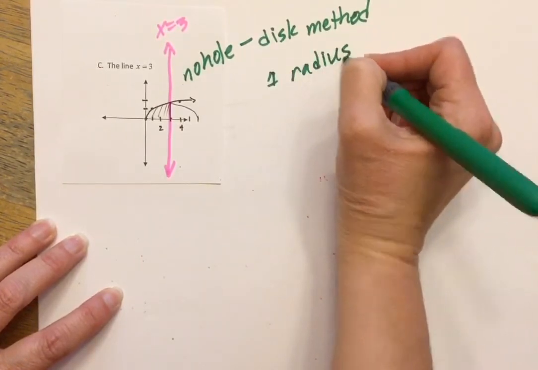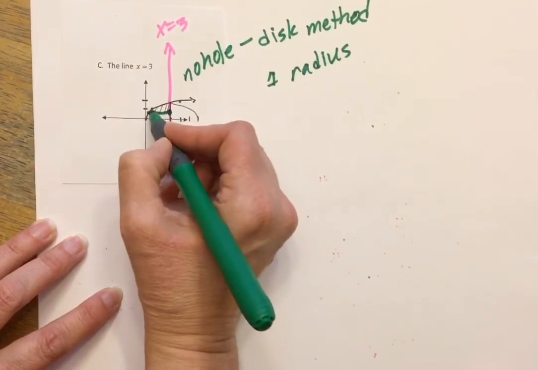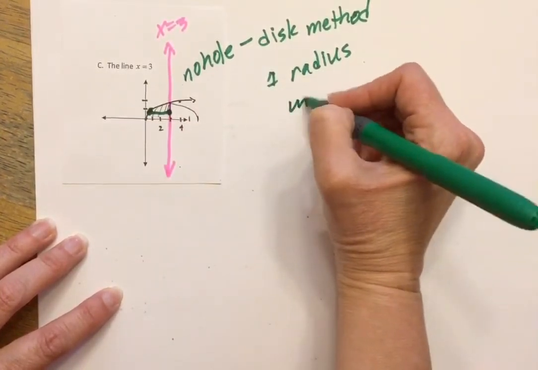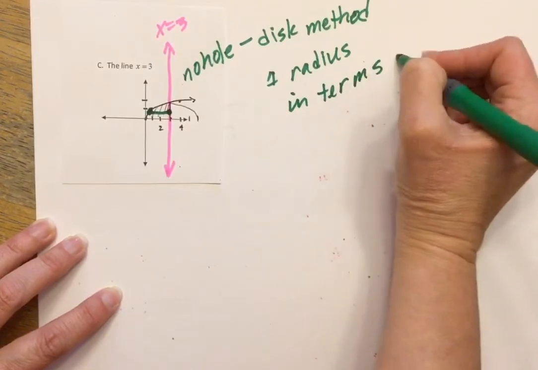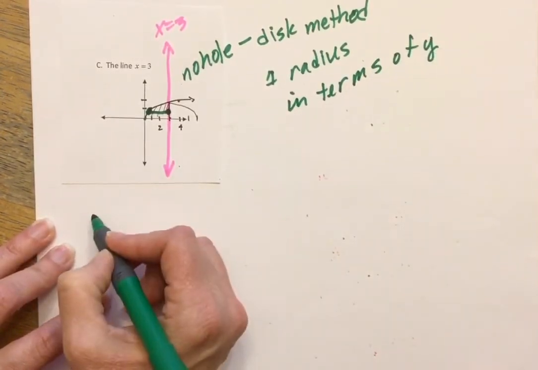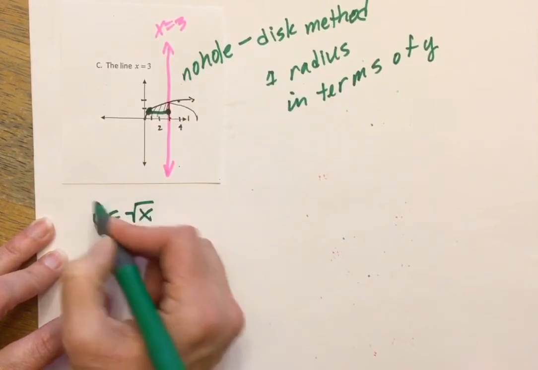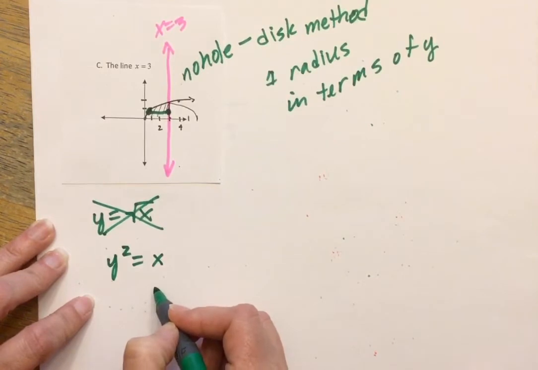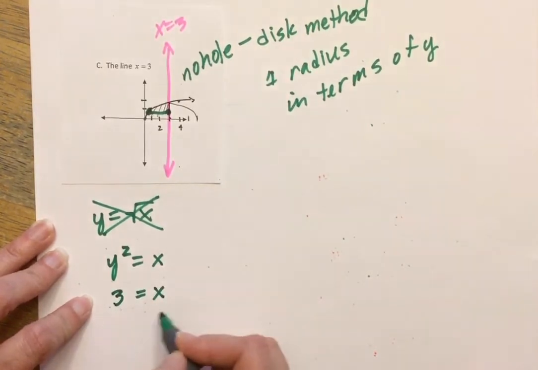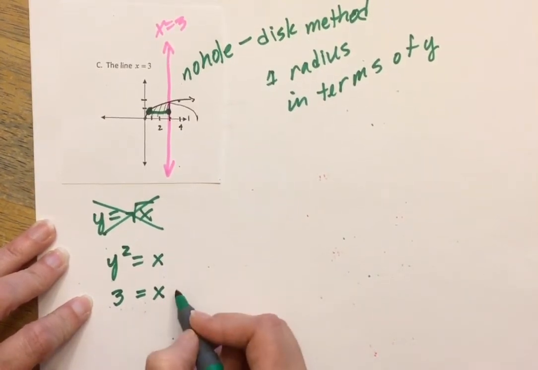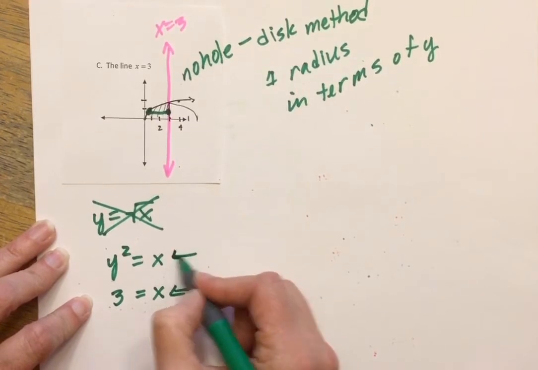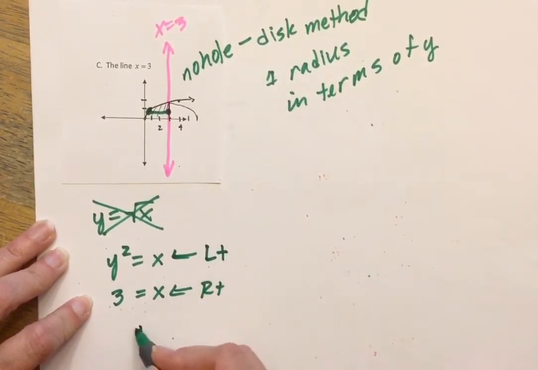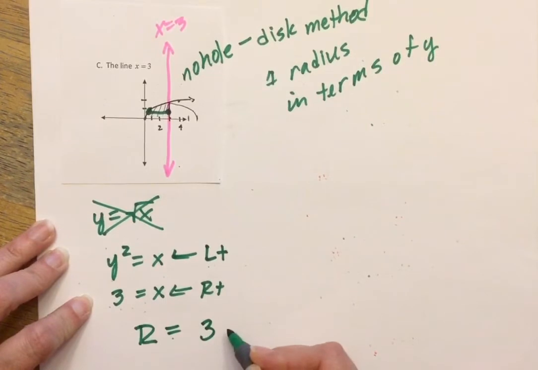So our radius needs to touch this and the function over here. We're going to be in terms of y. So before we were given y is equal to root x, not allowed to use it. I want y squared is equal to x. I'm also going to deal with x is 3, and I'm going to deal with just those 2. So this one is on the right, and this one is on the left. So my radius is going to be the function on the right minus the function on the left.